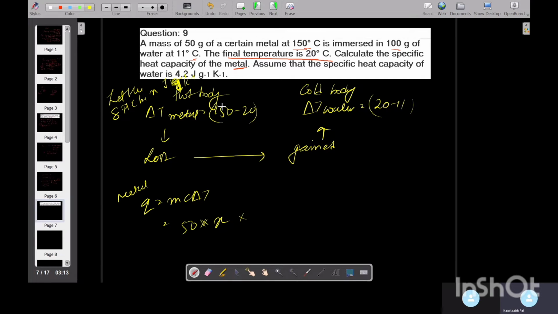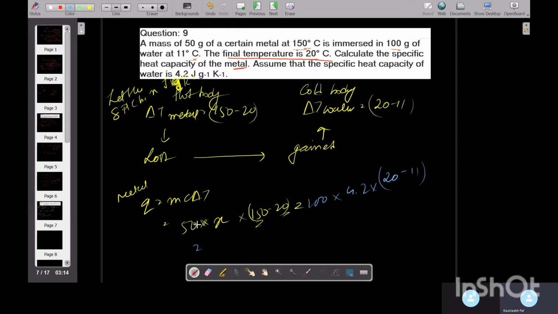So X into delta T. Delta T is how much? 150 minus 20. This is the difference. Don't say final and initial, because you will get confused. Just say the difference in temperature is this much, which is equal to the heat gained. So let me write it with a blue pen. This is your m, it is 100 grams. So 100 grams into c, which they have told is 4.2, into the difference 20 minus 11.